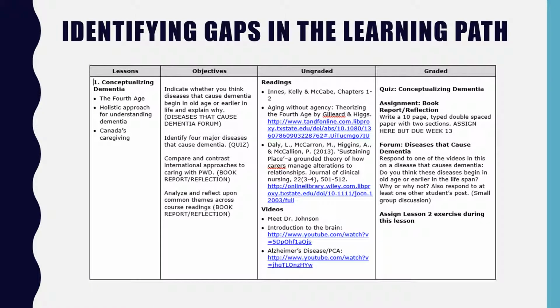In this graduate level course, you can see that there is some misalignment between what is in the ungraded activities column, the objectives, and the graded activities. Specifically, the articles the students are being asked to read are not related to any of the objectives and do not prepare students in any way for the assignments in the graded column. It is not clear whether they will prepare students for the upcoming book report reflection, but since the assignment states it is a book report, chances are they won't.